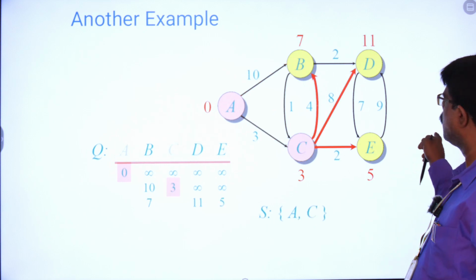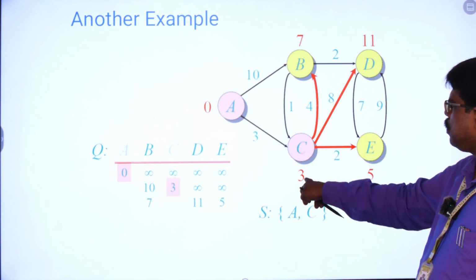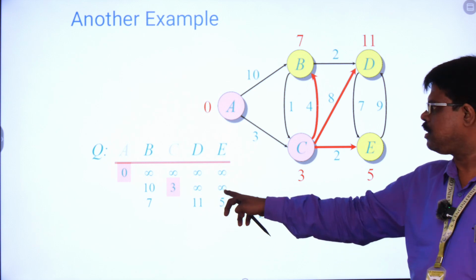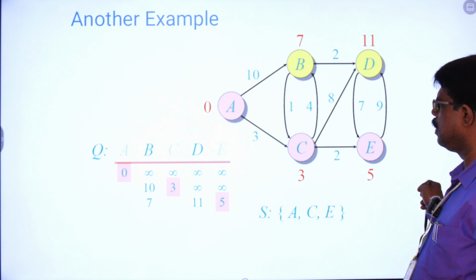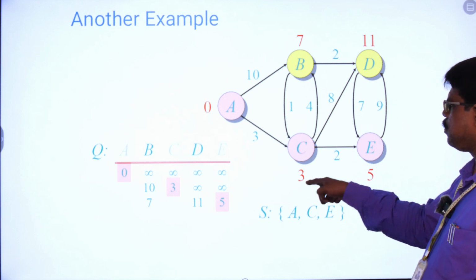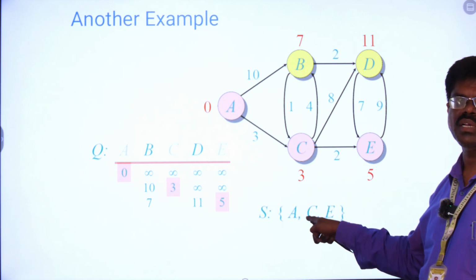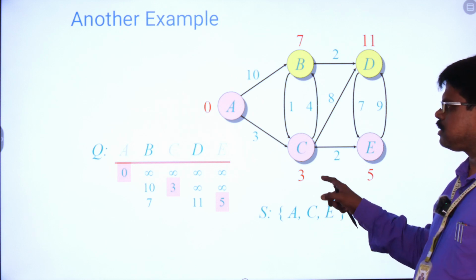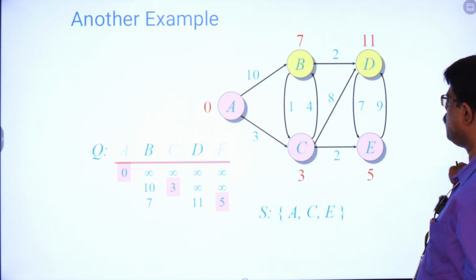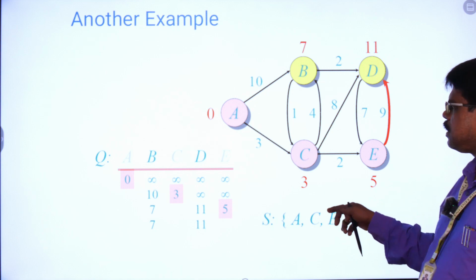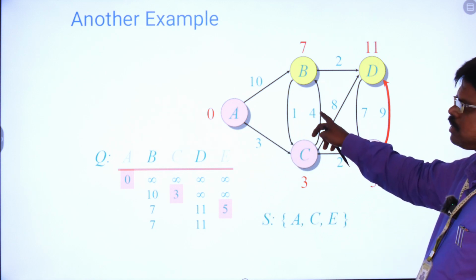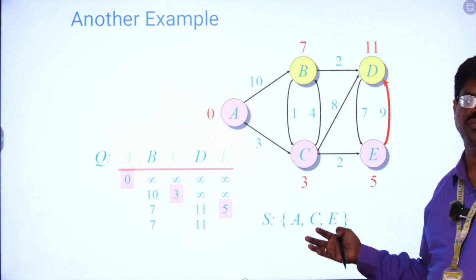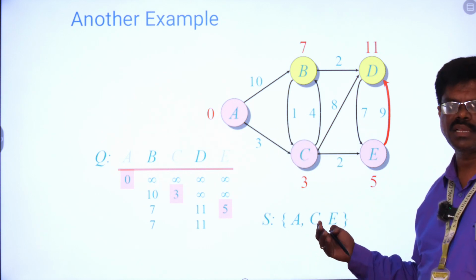Next thing is C equal to 3. So the next minimum distance is 3. So C is equal to 3 and next thing is E is 5, so you can take S equal to A, C, E. So this is the first thing you have to consider, the minimum distance. And next thing you have to update the neighboring nodes. Already I told you how to update the neighboring nodes in the previous example. The same thing you have to follow in this current example also.